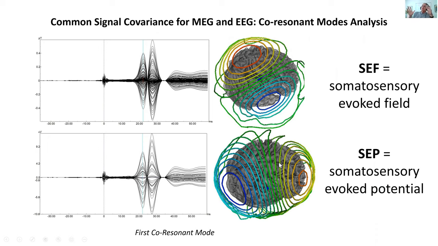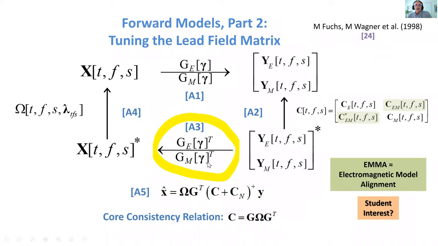the common part of EEG and MEG, it is usually not considered interesting. Why? Because it's the intersection of EEG and MEG. So it's smaller than what EEG can see by itself, and smaller than what MEG can see. It's the intersection of the two. So what use might that intersection be? Well, it could be useful for tuning these conductivity parameters.